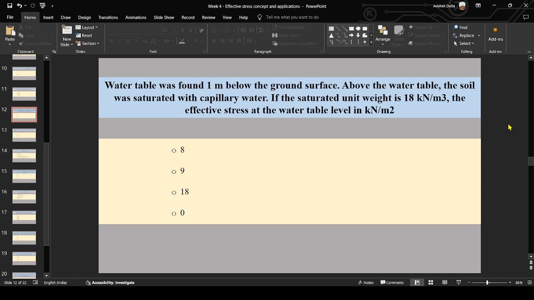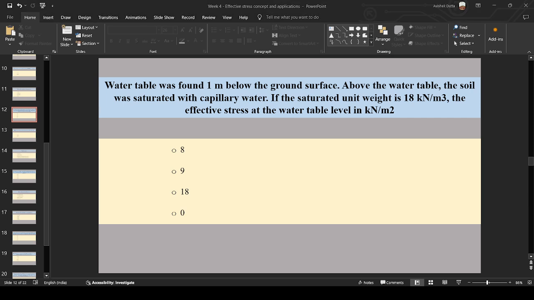So I repeat the question. Please write down the data very carefully. Water table was found 1 meter below the ground surface. Above the water table, the soil was saturated with capillary water. If the saturated unit weight is 18 kilonewton per meter cube, the effective stress at the water table level in kilonewton per meter square is, the options are 8, 9, 18 or 0.